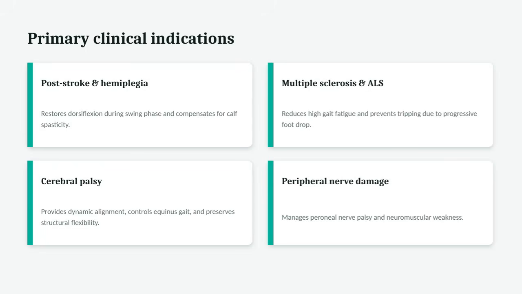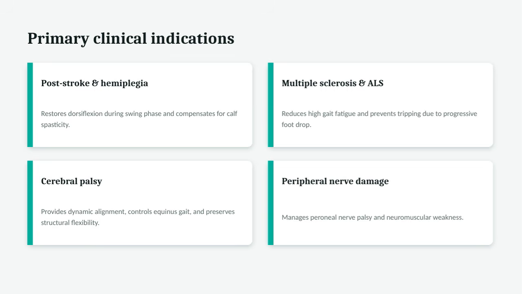Here we have the primary clinical indications for this intervention. First, in cases of post-stroke and hemiplegia, it restores dorsiflexion during the swing phase and compensates for calf spasticity, which is crucial for improving walking ability.